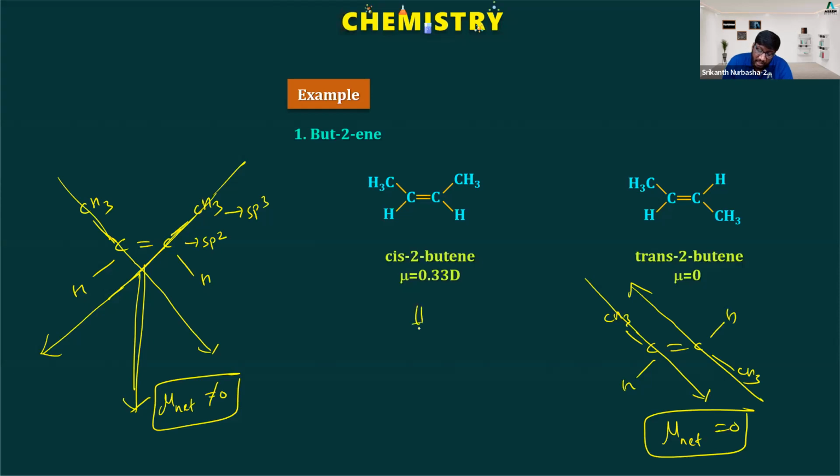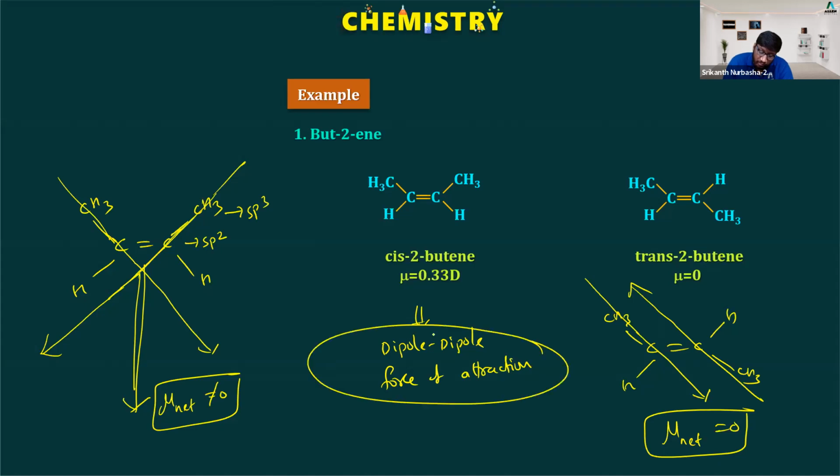So cis-2-butene has a net dipole moment. That means it has dipole-dipole forces of attraction, and thus a higher boiling point. Here we don't have any dipole moment. So mu is equal to 0, net dipole moment. So obviously no dipole-dipole forces of attraction.